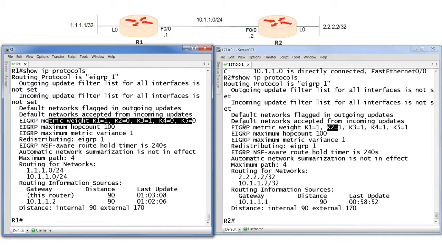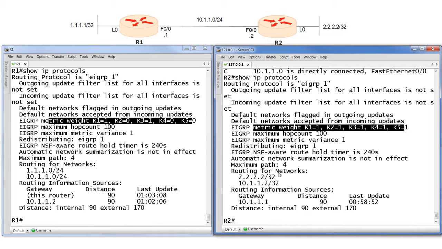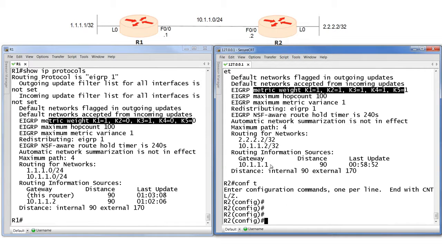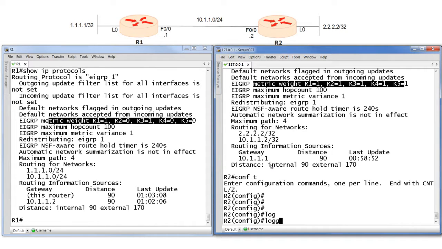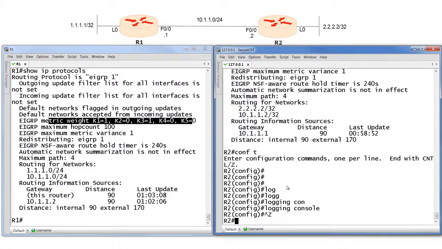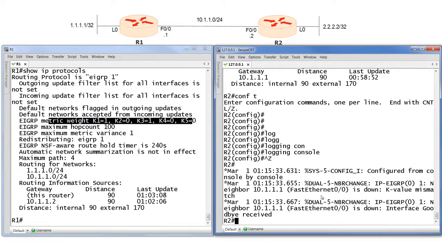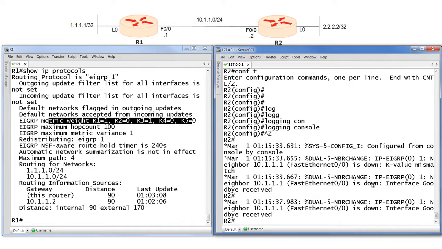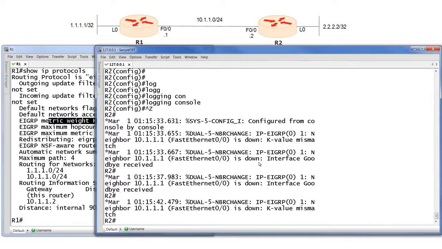K values. And well, I was mean when I created this lab because I disabled logs, so you can't see that EIGRP complains. So if I re-enable logs, I type logging console, you will see that EIGRP complains about it straight away.